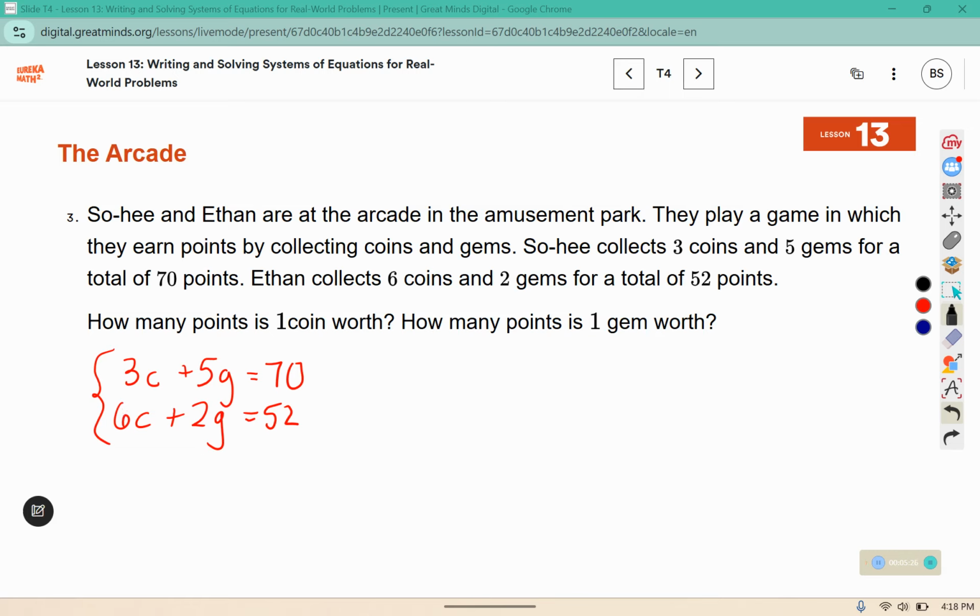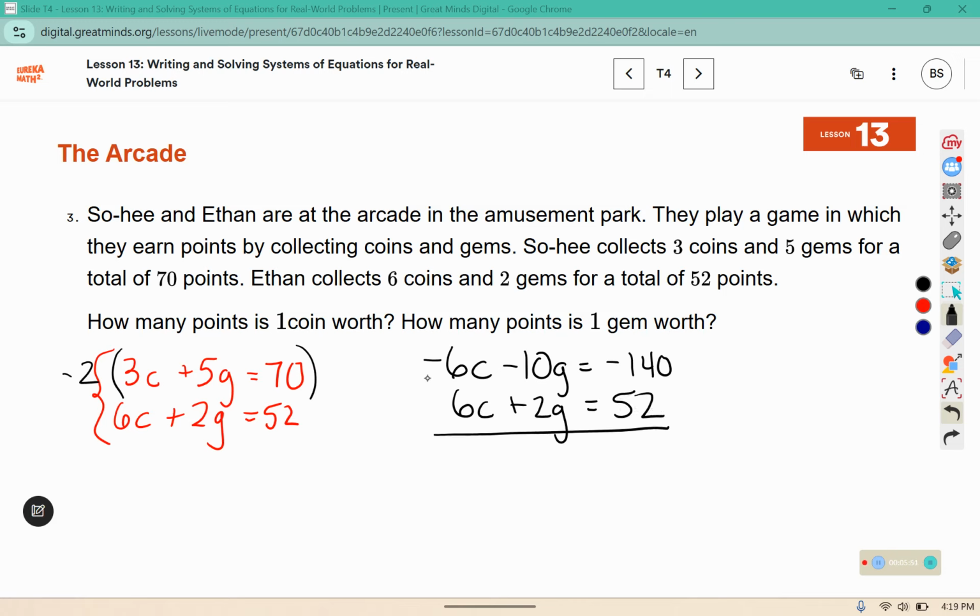Here you can see the negative 6c and positive 6c will be eliminated. Negative 10g plus 2g is negative 8g. And then negative 140 plus 52 is negative 88. If I divide both sides by negative 8 to solve for g, I end up with g is 11. So 1 gem is worth 11 points.